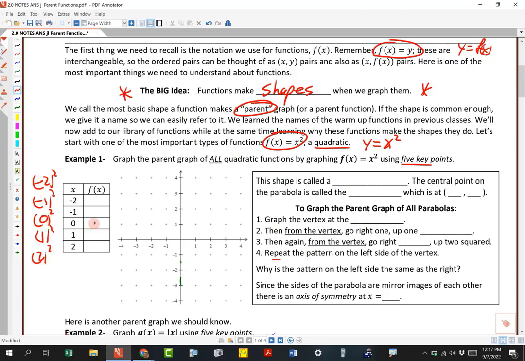So if I square 0, I get 0. Well, at least it's not negative anyway. Square 1, I get 1. Square 2, I get 4. If I square negative 1, I end up with positive 1. And if I square negative 2, I end up with positive 4.